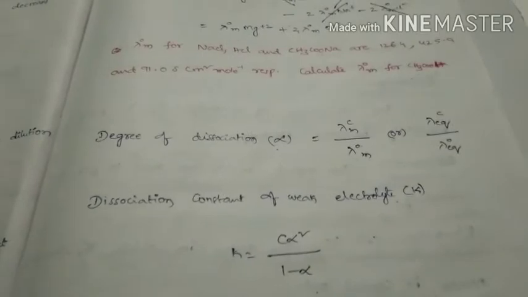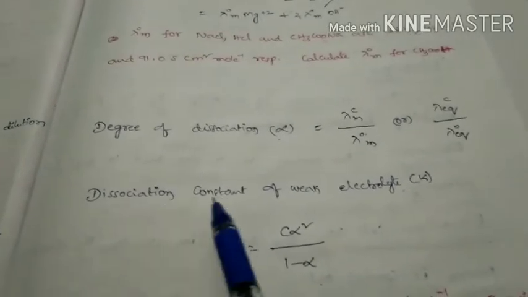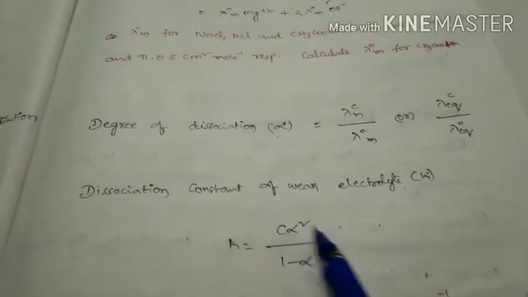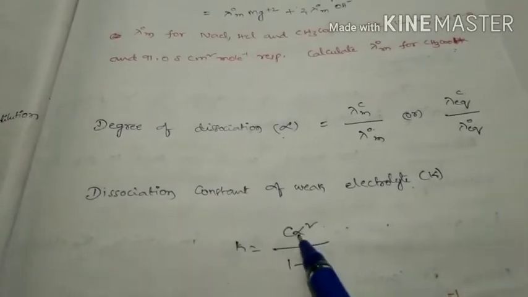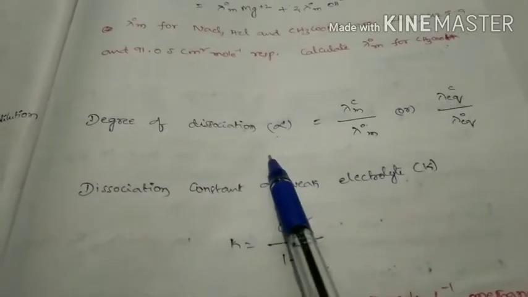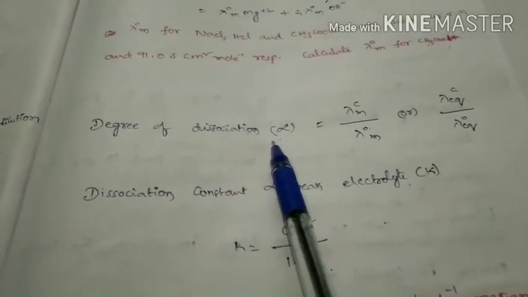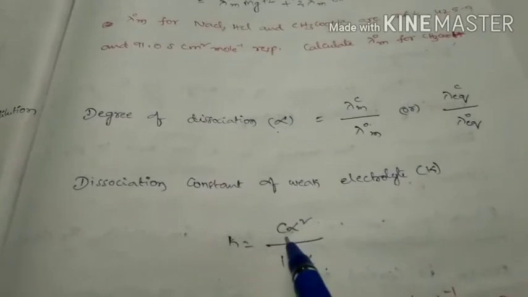That is one formula. One more formula is the dissociation constant of a weak electrolyte, represented by K. K equals C alpha square by 1 minus alpha, where alpha is the degree of dissociation. That means before calculating this value, we should calculate the degree of dissociation, alpha. Here C is concentration. So based on this, one problem is there.